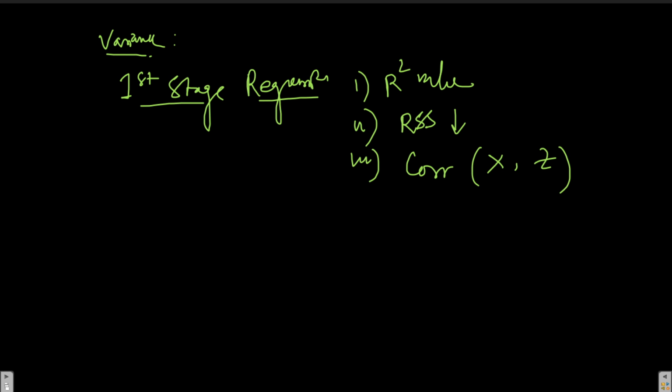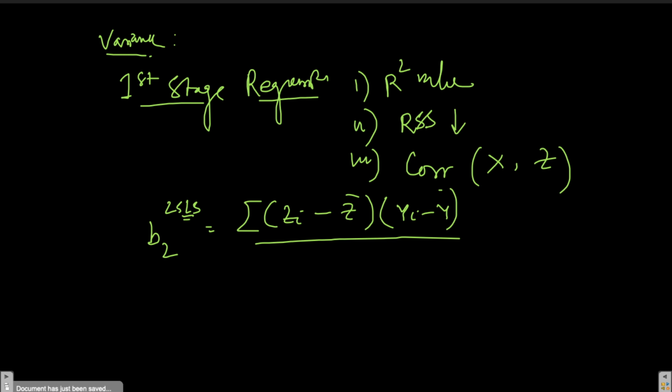Now, how do we represent the beta 2SLS, or beta IV in this case? 2SLS is the general case, right? It basically encompasses IV also. So usually the equation is the sum of Zi minus Z bar into Yi minus Y bar, divided by the sum of Zi minus Z bar into Xi minus X bar, right?